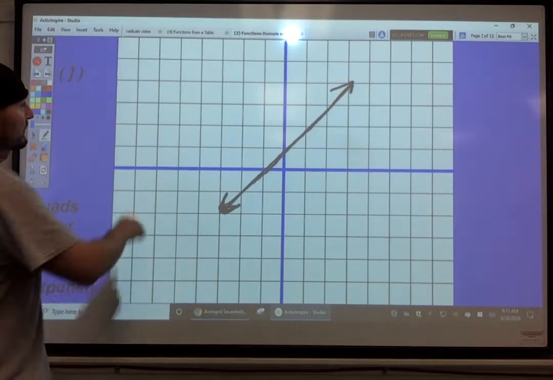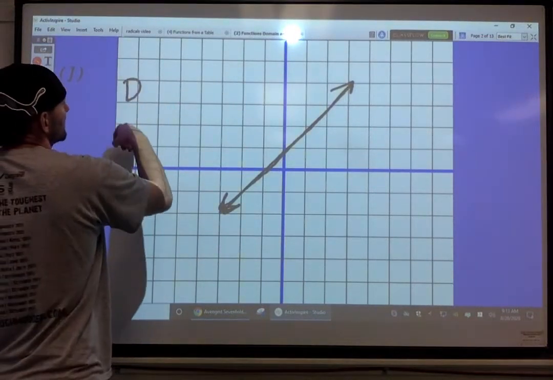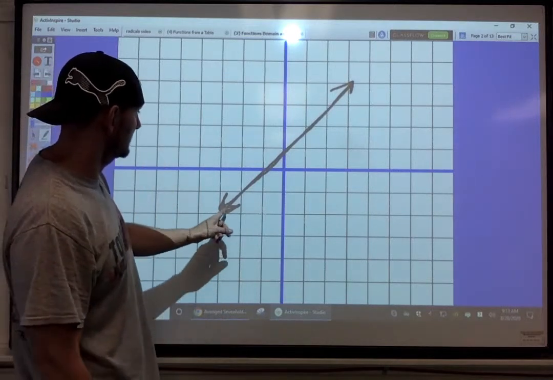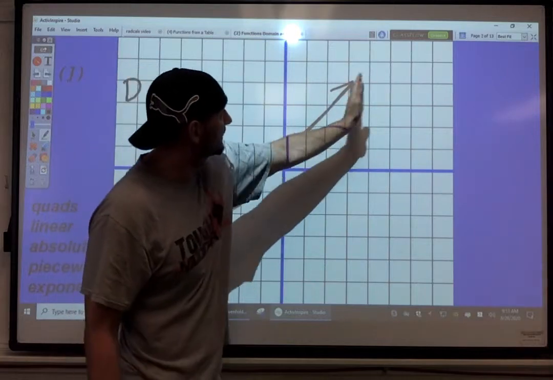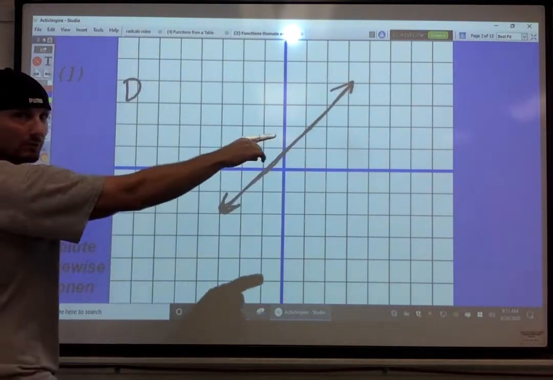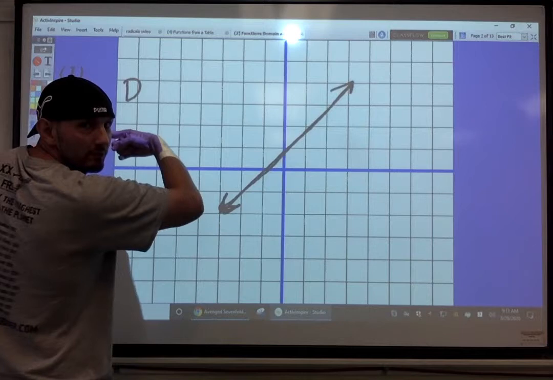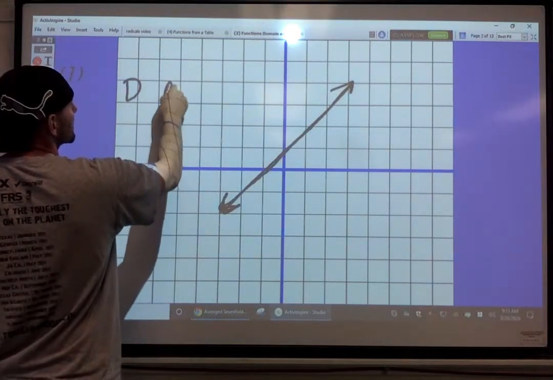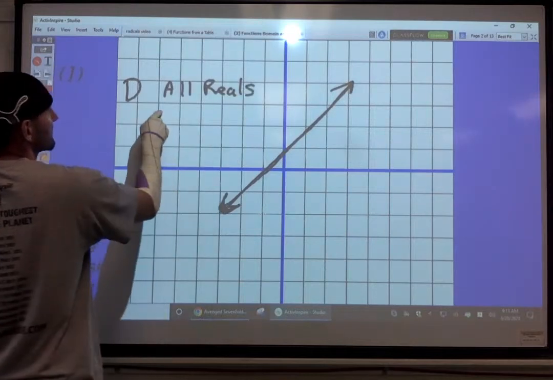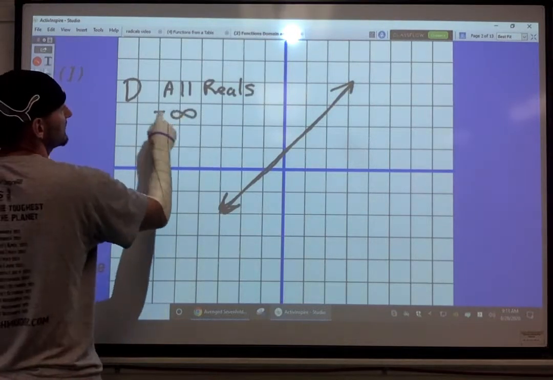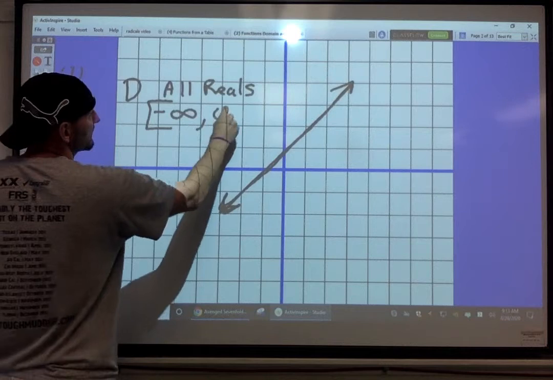So I'll just do both of these this time. Domain, well, going left forever, so all these are included because domains are x, left and right. I don't see any gaps. We're going that way forever and this way forever. So you could say again all reals, or they might use the brackets and parentheses from negative infinity, which is included, all the way to positive infinity.